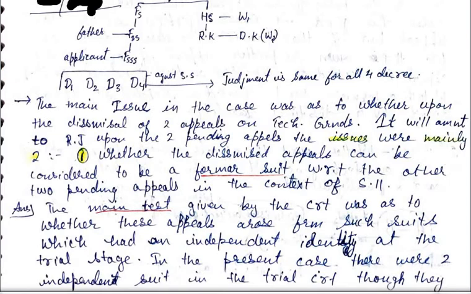So right, the main issue in the case was whether, upon the dismissal of two appeals on technical grounds, it will amount to res judicata upon the two pending appeals. The issues were mainly two.